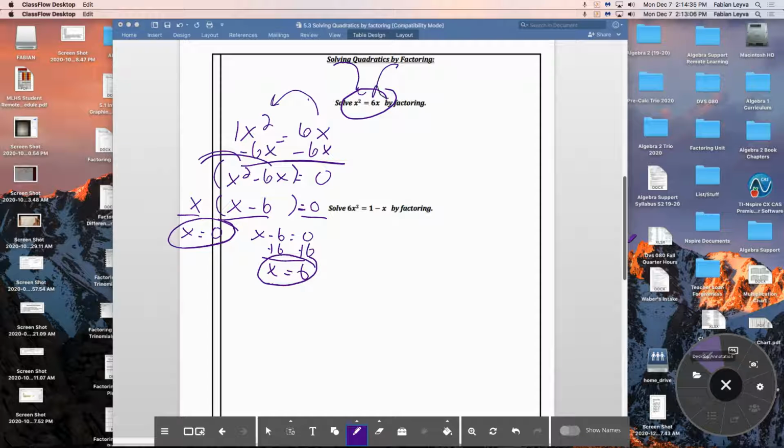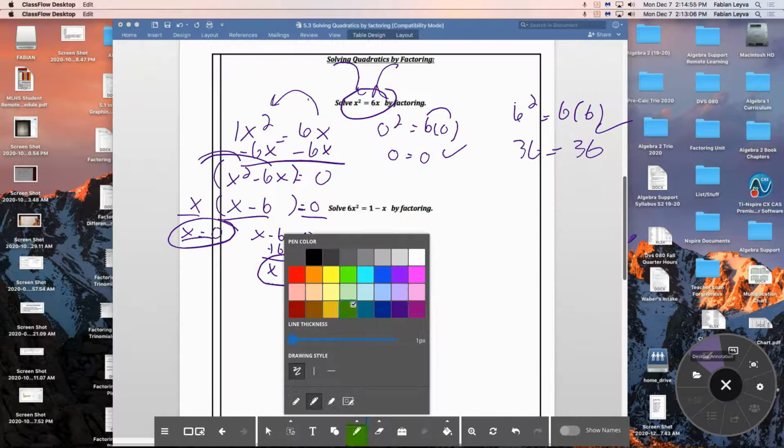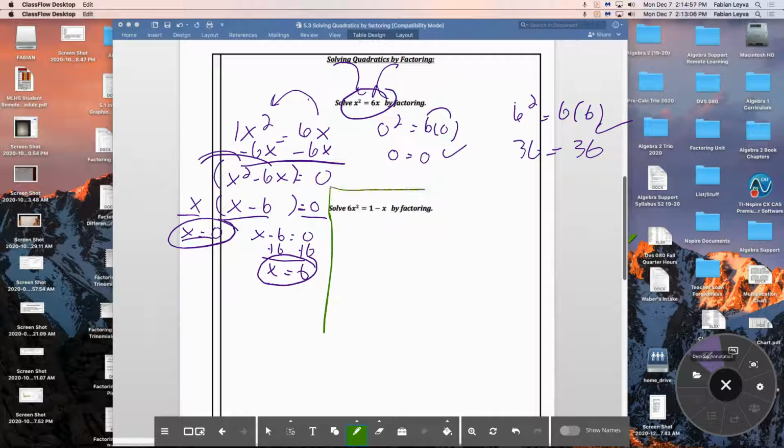Plug it into both these equations, and you'll see it works out. For instance, let's try the 0 first. 0 squared is equal to 6 times 0. 0 squared is 0. 6 times 0 is 0. Checks out. Let's try the 6. 6 squared is equal to 6 times 6. 6 squared is 36, and 6 times 6 is 36. Checks out.